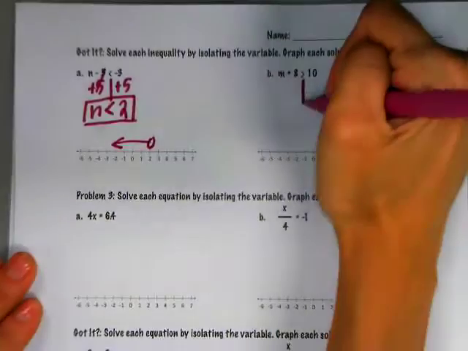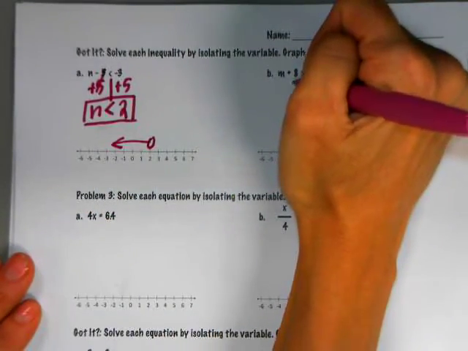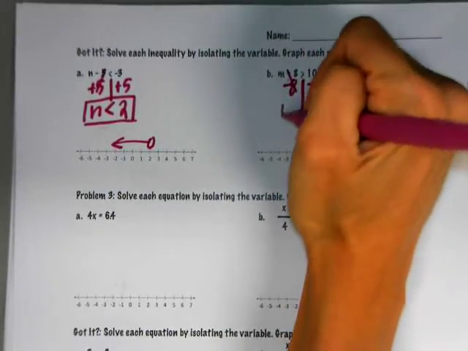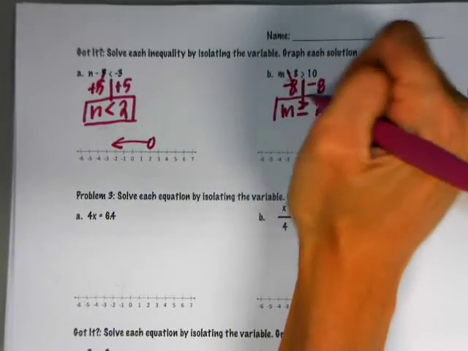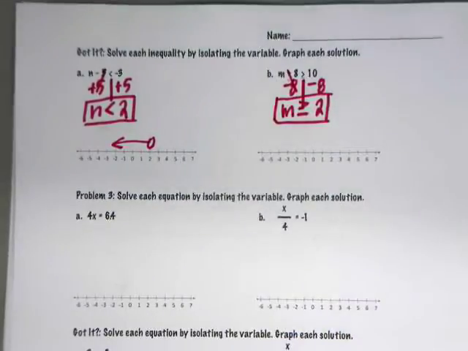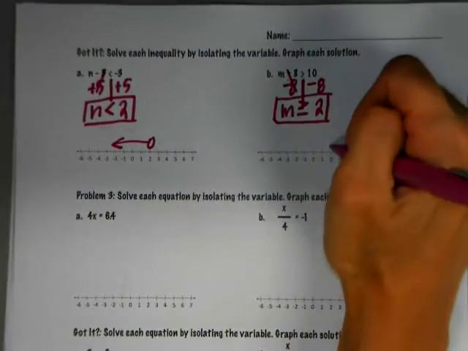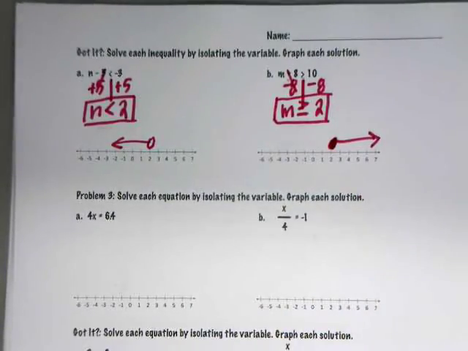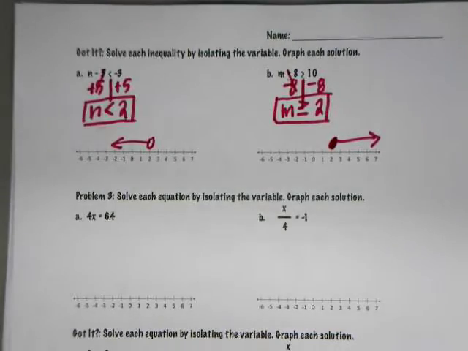And on here, how do I make a +8 into 0? -8. So we get m is greater than or equal to 10 minus 8 is 2. Okay, so now this says m is greater than or equal to 2. So now since it could be equal to 2, you're going to color it in there and then go to the greater than. Okay? Any questions on that?